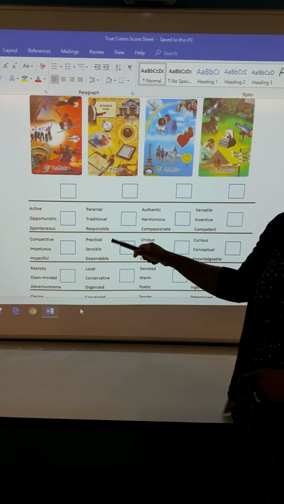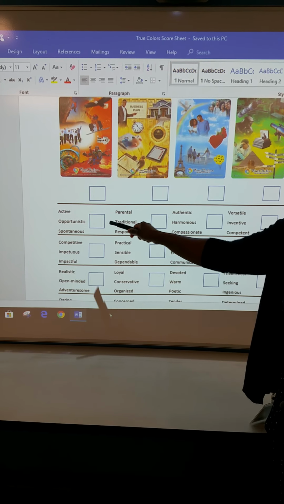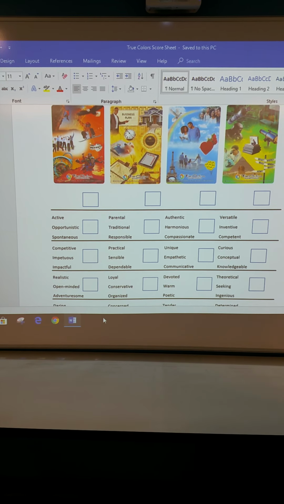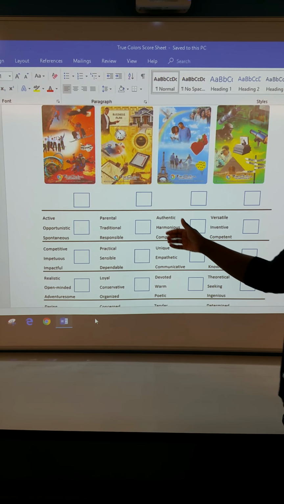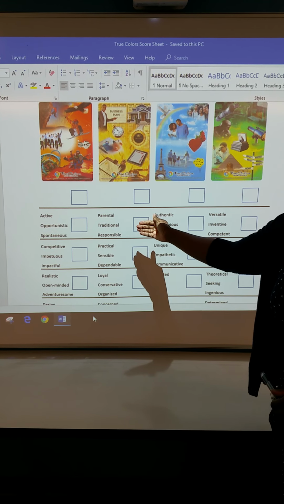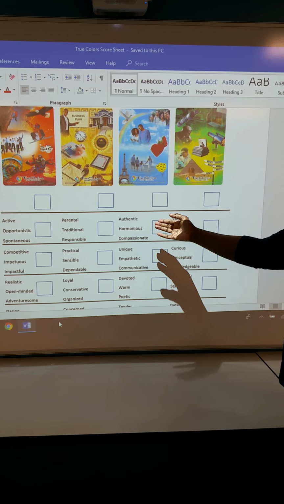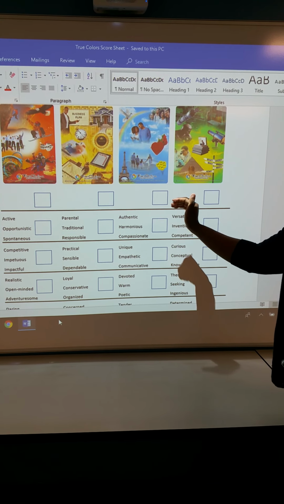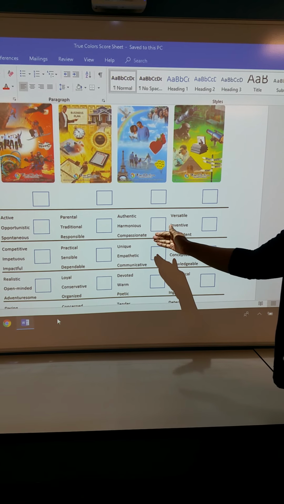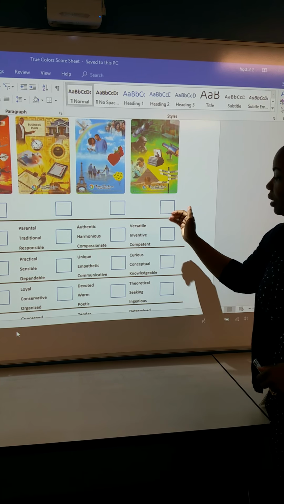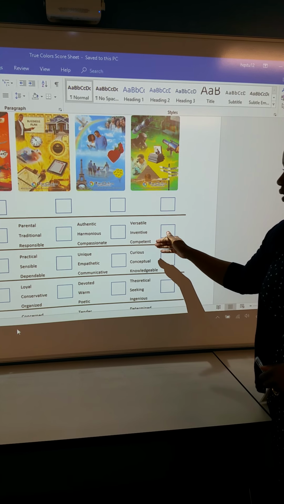If I am looking at these words, the first cluster says active, opportunistic, and spontaneous. Then I'm going to look at parental, traditional, and responsible. The next cluster of words: authentic, harmonious, compassionate. And the last set of words: versatile, inventive, and competent.